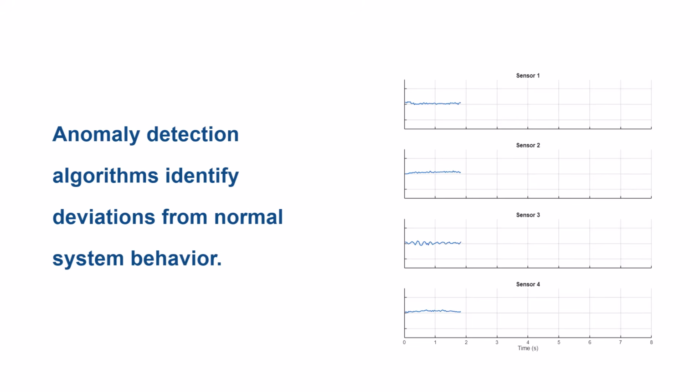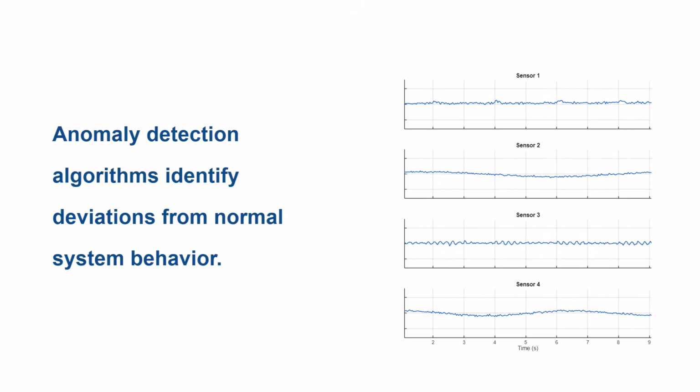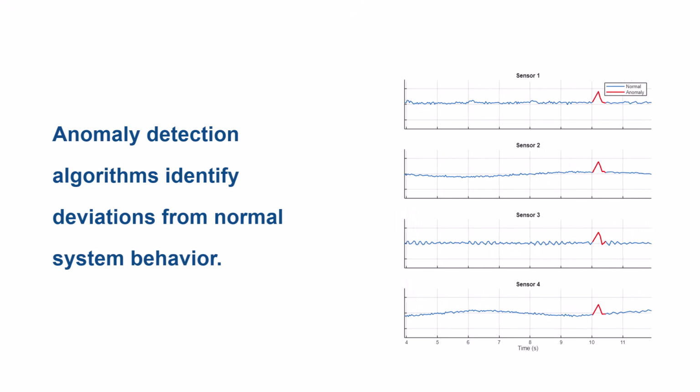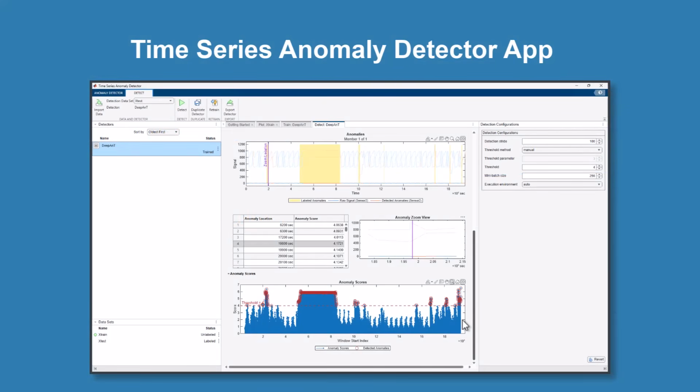Anomaly detection algorithms identify deviations from normal system behavior. In many engineering applications, you may have plenty of data representing normal operation, but only limited examples of anomalies. The Time Series Anomaly Detector app lets you train models that characterize normal system behavior without requiring labeled anomalies.